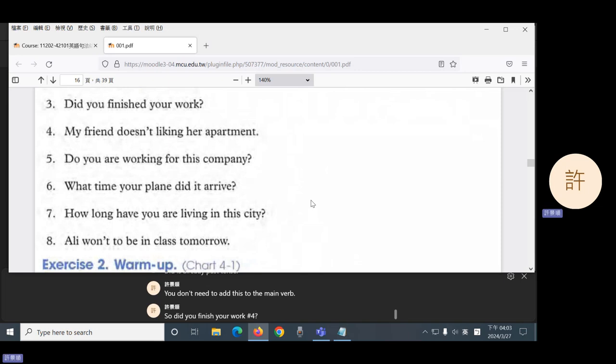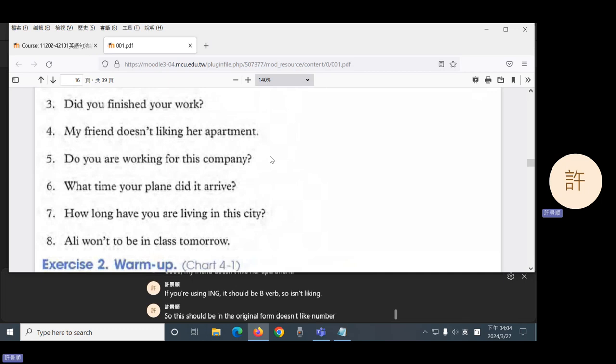Number four, 苏璇威。Yes, did you find the mistake? Good, my friend doesn't like her apartment. If you're using ing, it should be a be verb. So isn't liking. So this should be in the original form, doesn't like.